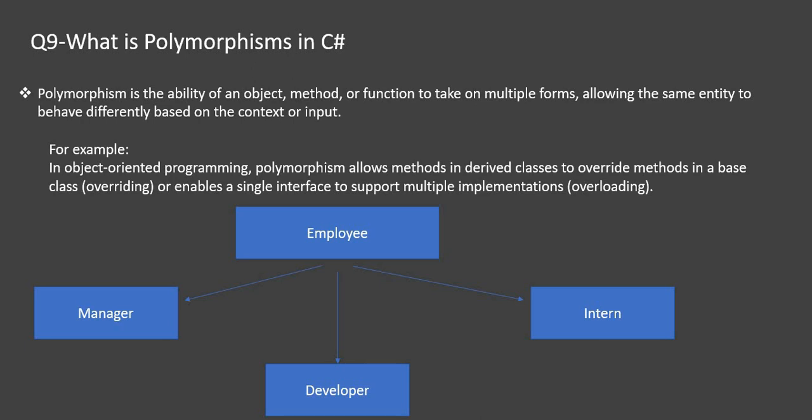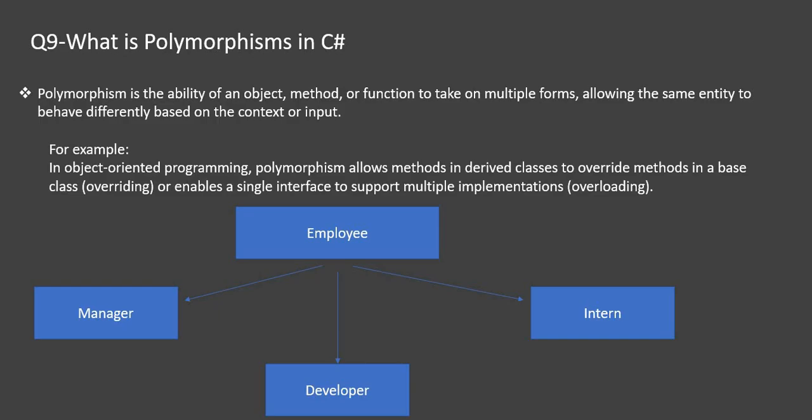Welcome guys. Now we are in question number 9 in the C# and .NET interview question discussion series. The question is, what is polymorphism in C#? Polymorphism-related questions are the most common questions, but most candidates fail to answer this question. If someone asks you what polymorphism is, you must have a clear idea.